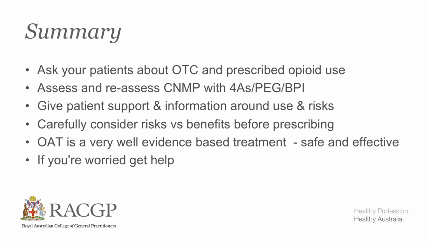And assess and reassess the chronic non-malignant pains with the 4As, the PEG or the BPI, and ongoing assessments and reviews. Give a patient support and information and really help them to understand the risks and what can happen, and this can happen to anybody, and there are good treatments. Consider the risks and benefits before prescribing. Opioid agonist treatment is a very well evidence-based treatment. It is safe and it's effective, and once again, get help if you're not sure.